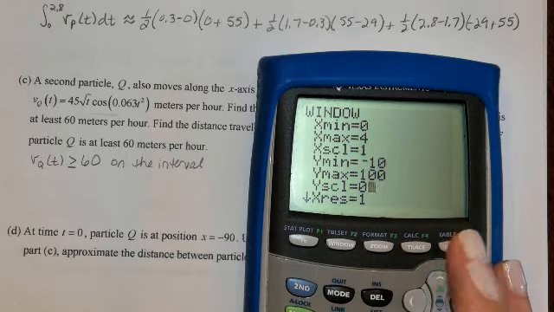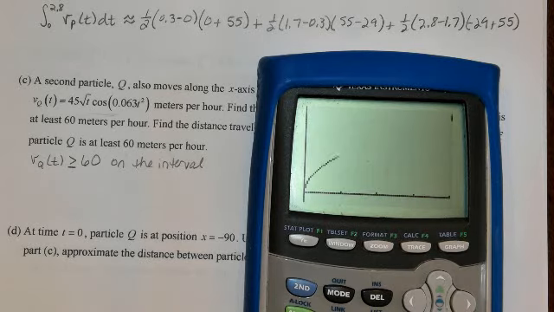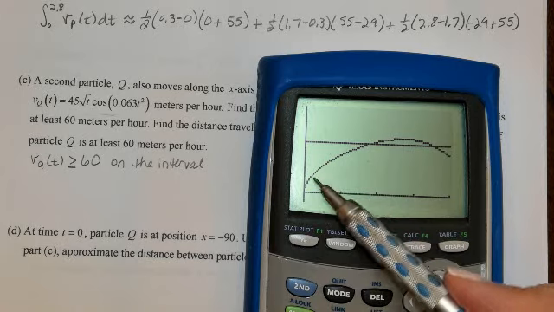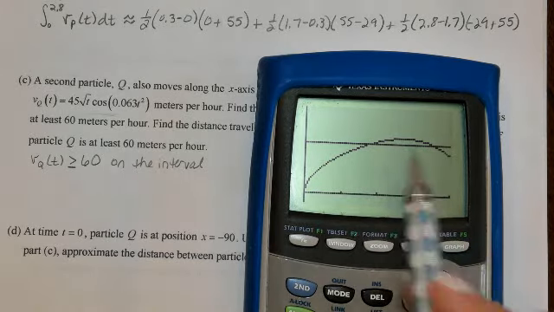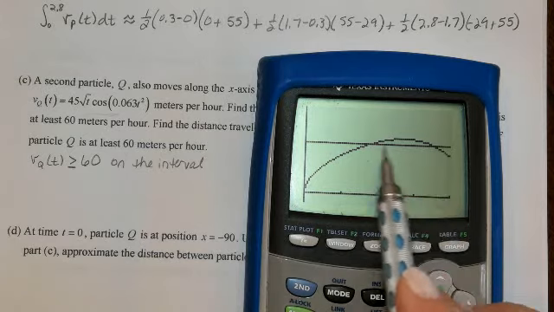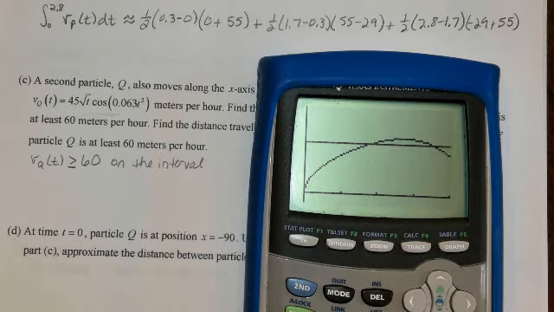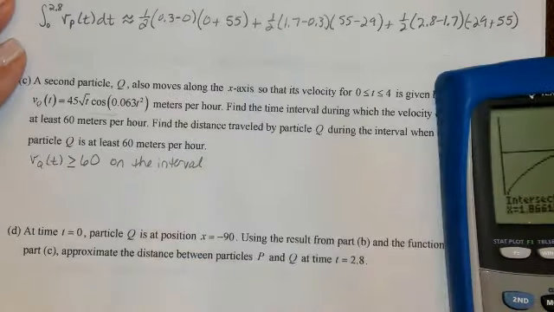Okay, I'm going to see what this does, see if it gives us a nice curve. I think this is going to work fine. Okay, so this is our velocity curve, and the velocity is at least 60 from this time to this time. So I will find those two times. Second calc, 5, enter, enter, enter, will give me my leftmost. So 1.866.